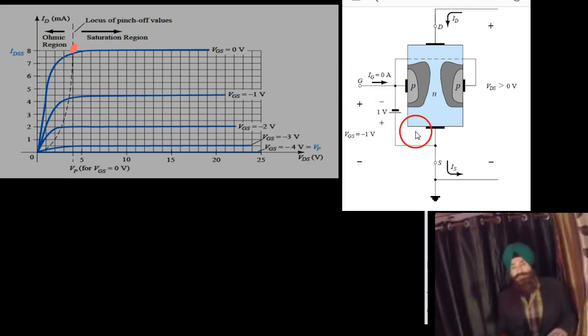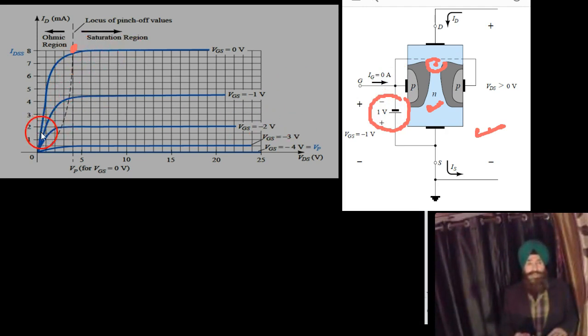Now, if we repeat this experiment by giving some gate voltage, a negative gate voltage to P, that means making it reverse biased from the outside also. It is already reverse biased when the gate was at the earth potential. Even then there was reverse biasing here, more reverse biasing here as compared to this point. But when the negative biasing is applied from outside and we repeat the experiment, then we get the second curve, this one.